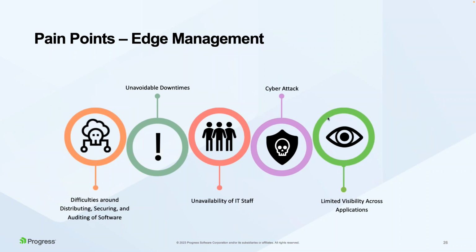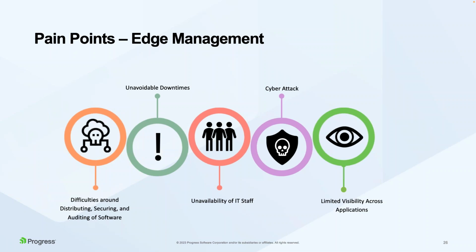So let's look at what the pain points are associated with edge management. The first is the most common one, that is difficulties associated with distributing, securing, and auditing of software, given that they are located in distributed locations, often across different geographies, and sometimes even in areas with limited connectivity, without human intervention. So it becomes all the more difficult to deploy software there and then maintain them, right?